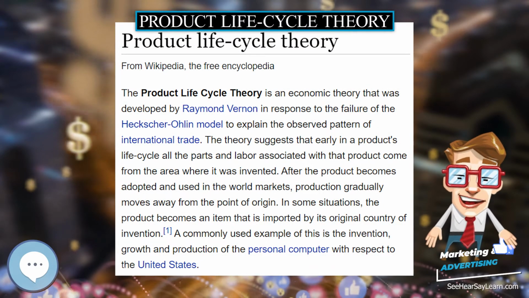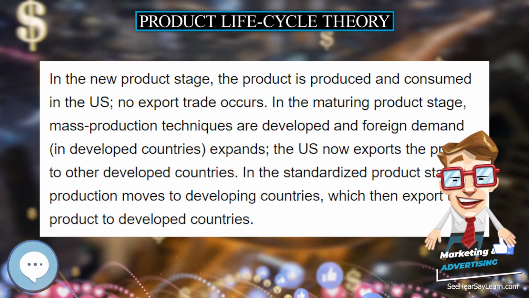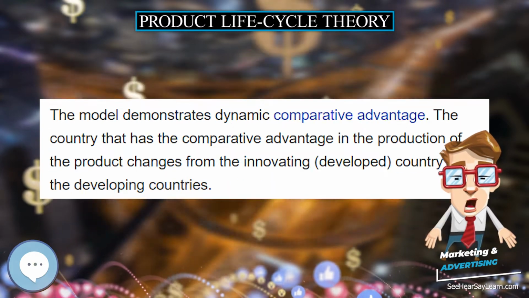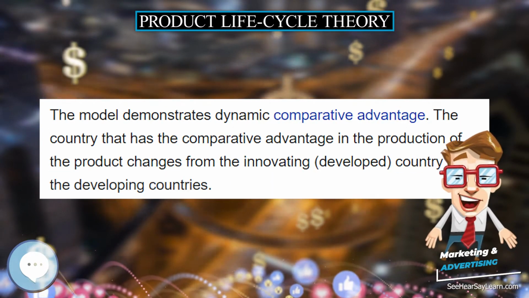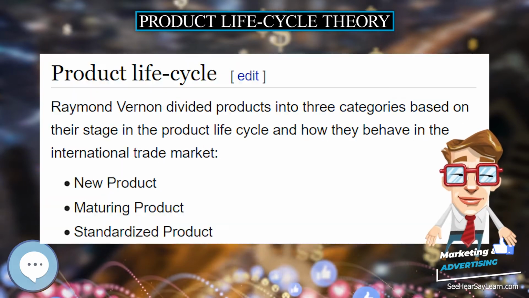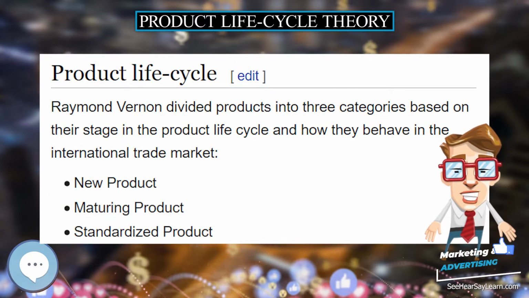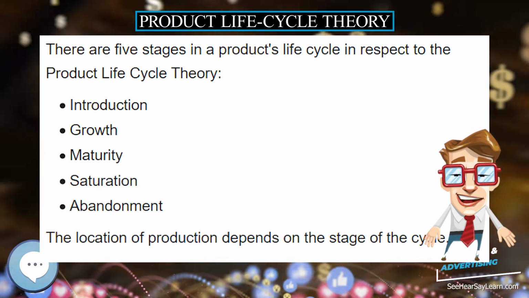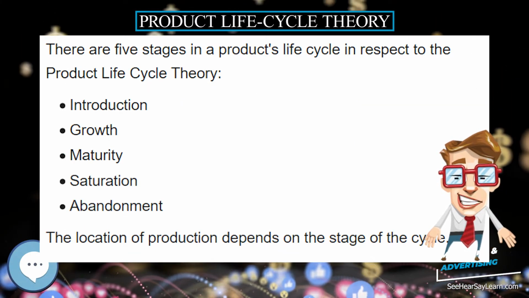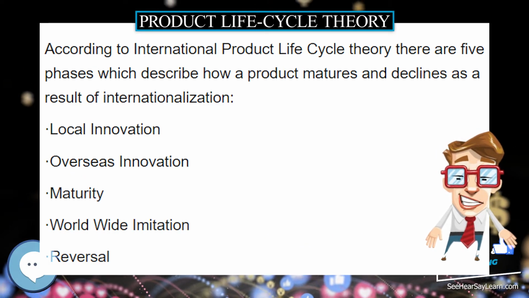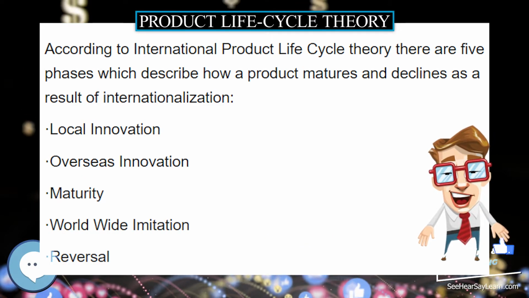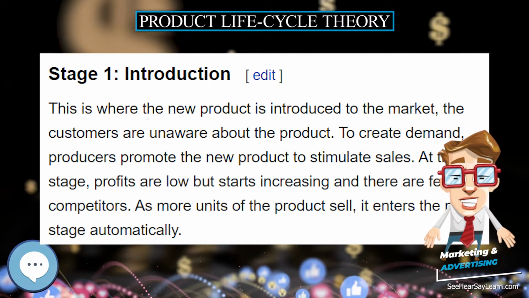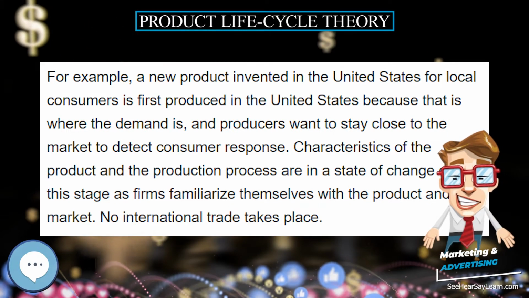Product life cycle theory. The product life cycle theory is an economic theory that was developed by Raymond Vernon in response to the failure of the Heckscher-Ohlin model to explain the observed pattern of international trade. The theory suggests that early in a product's life cycle all the parts and labor associated with that product come from the area where it was invented. After the product becomes adopted and used in the world markets, production gradually moves away from the point of origin. In some situations, the product becomes an item that is imported by its original country of invention.